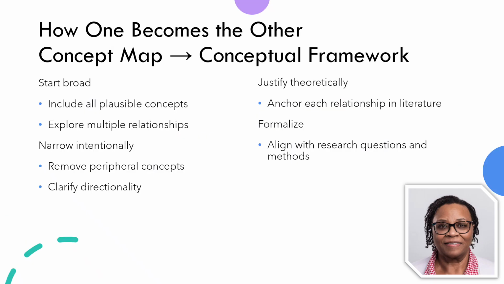This slide shows the transformation process. You begin with a broad concept map that includes many plausible concepts and relationships. Then, through reading, feedback, and reflection, you narrow the map. You remove what is peripheral, clarify directionality, and ground each relationship in theory. What remains becomes your conceptual framework.